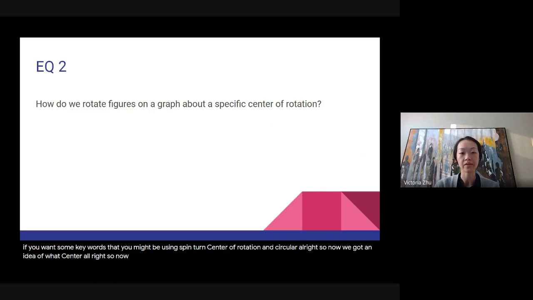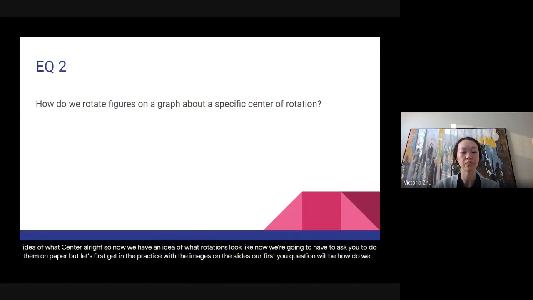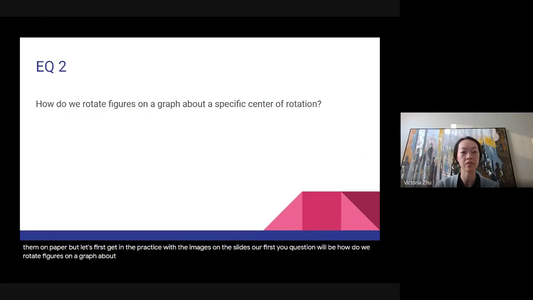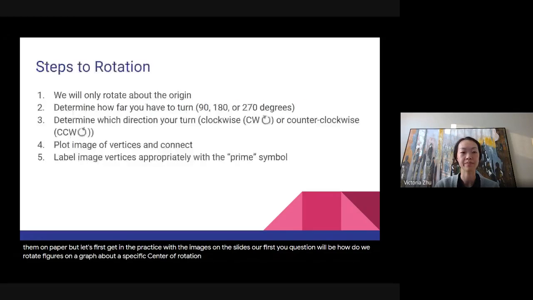All right, so now we have an idea of what rotations look like. Now we're going to have to ask you to do them on paper. But let's first get into practice with the images on the slides. Our first EQ question will be, how do we rotate figures on a graph about a specific center of rotation?